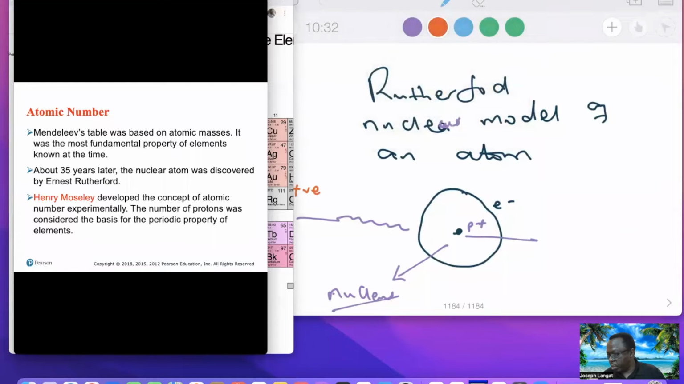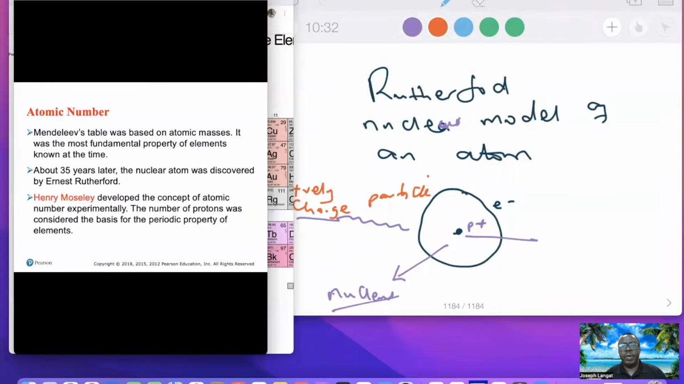Positively charged particle. In the case of potassium and argon, we count the number of positive charges in potassium, and it turns out to be 19, which is 19 protons for neutral potassium.